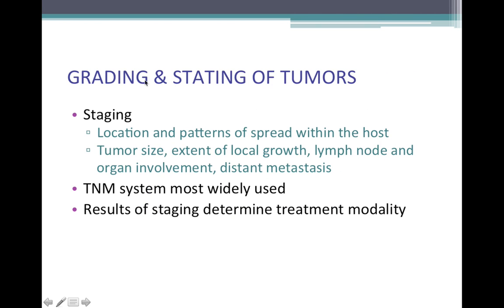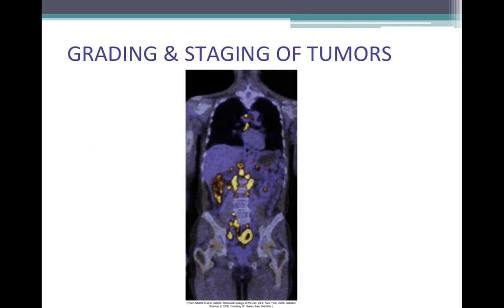Now, staging is where you talk about the spread within the host. We can also have staging that's based on the size of the tumor, the extent of the local growth, the number or location of lymph nodes that are involved, as well as the location or number of distant metastases. The reason why we have this staging and grading system is that different cancers that are consistent with a certain stage and grade can respond better to certain therapies. So if you can understand somebody's stage and grade of a tumor, then you can treat them with a certain method that's more effective.